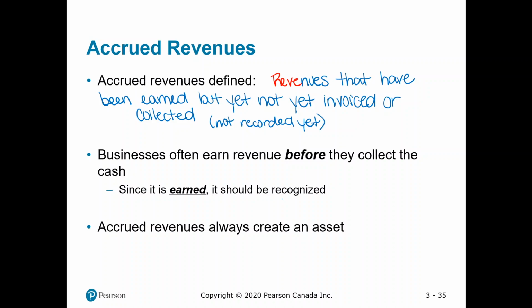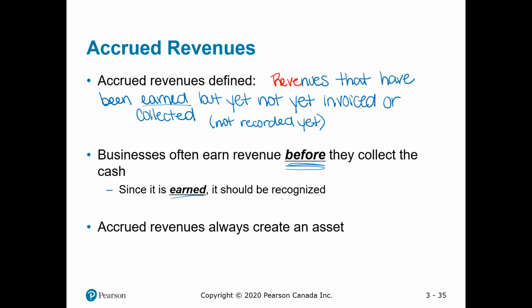Now remember, earned, we know that means that either the goods or the services have been delivered or the contractual agreement has been met. So that has happened, but we haven't collected any cash or we haven't invoiced anything yet. And this happens quite often, that businesses actually do the work and they earn the money before they collect the cash. It's called doing work on credit or on account, as we've heard. And since this is earned, we need to recognize the amount.